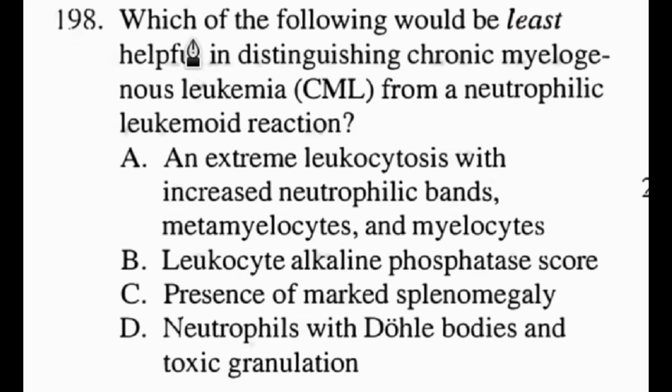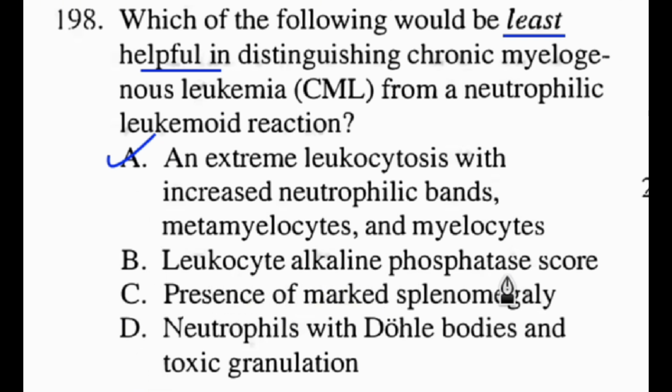Last question. Which of the following would be least helpful in distinguishing chronic myelogenous leukemia, CML, from a neutrophilic leukemoid reaction? The question asks what is least helpful. So the answer is A. An extreme leukocytosis with increased neutrophilic bands, metamyelocytes, and myelocytes. Both CML and a severe leukemoid reaction can present with a very high WBC count and a left shift. The other options are key differentiators.